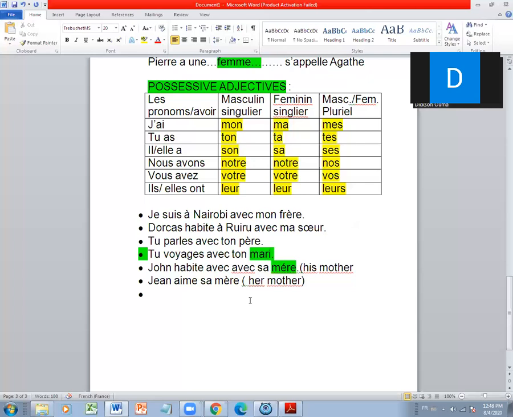Why do we call these possessive adjectives? Possessive: you possess quality, you possess a certain character, you possess something, you possess someone. Okay? Now, I want us to try to form a sentence, construct a sentence using any of these possessive adjectives with the family. Any family.